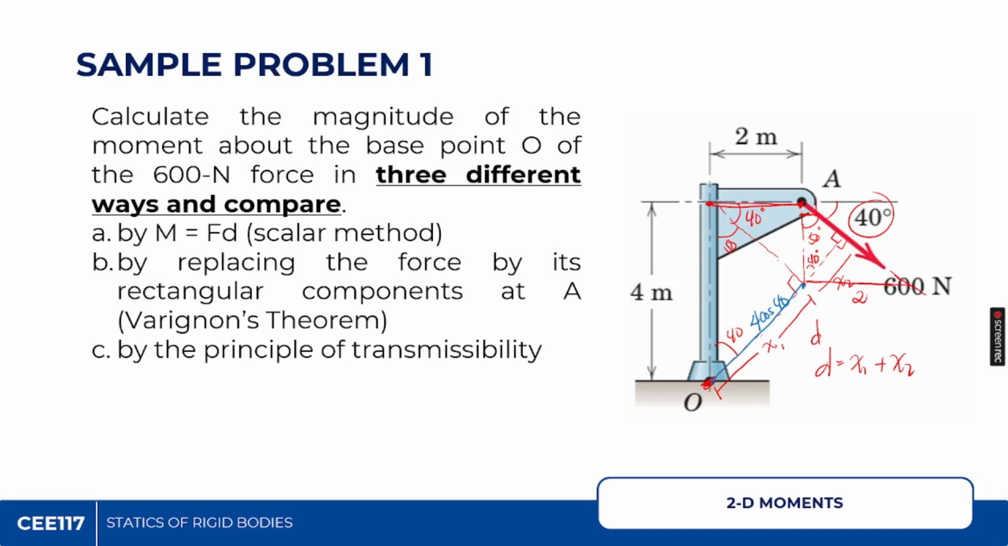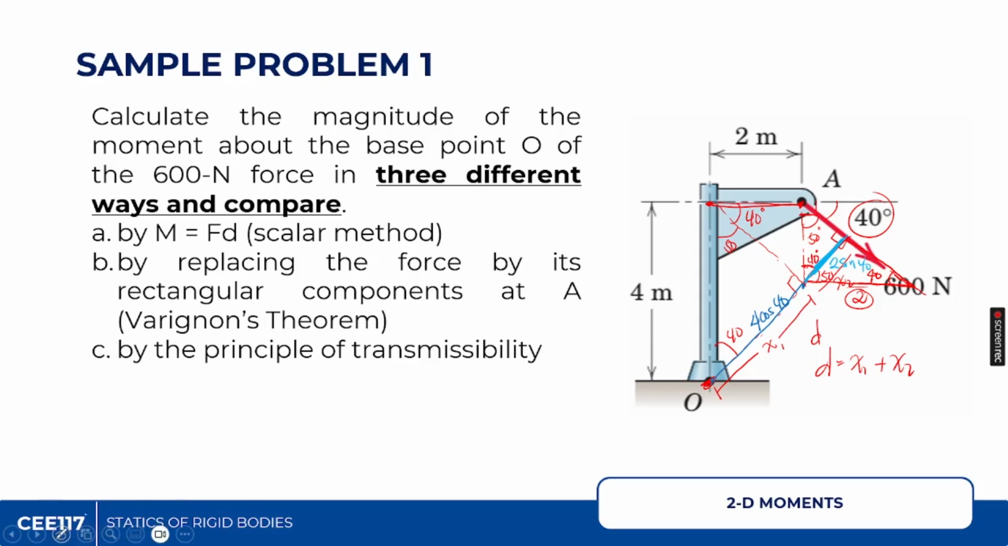This one is the hypotenuse of this triangle right here. If this is 40, this one is 50, or we can say this one is 40 because opposite angles are equal. So this is 40, and this is the hypotenuse 2. This one is the opposite. So in other words, x sub 2 is actually equal to the opposite, which is 2 sine 40. Okay? 2 sine 40.